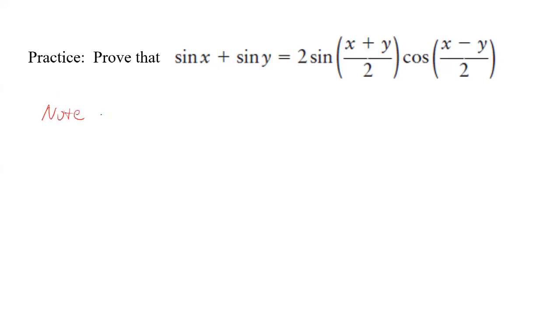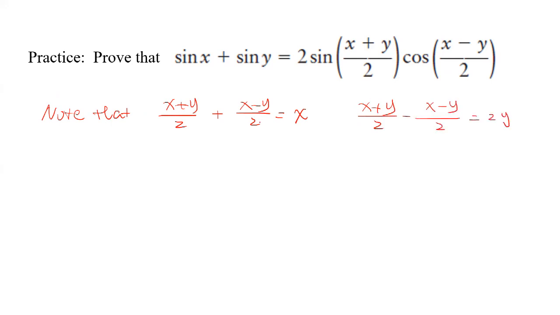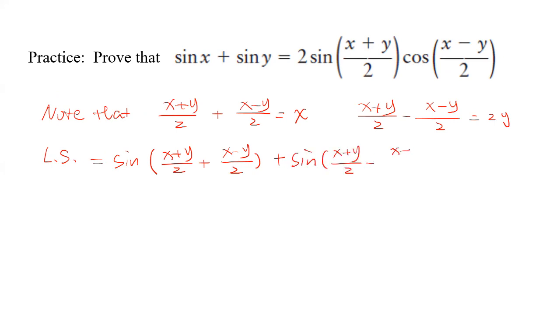So note here, x plus y over 2 plus x minus y over 2 is just x, right? And x plus y over 2 minus x minus y over 2 is y, right? So we can rewrite the left side to sine of x plus y over 2 plus x minus y over 2, plus sine of x plus y over 2 minus x minus y over 2, right? And then we can expand it using the compound angle formula.